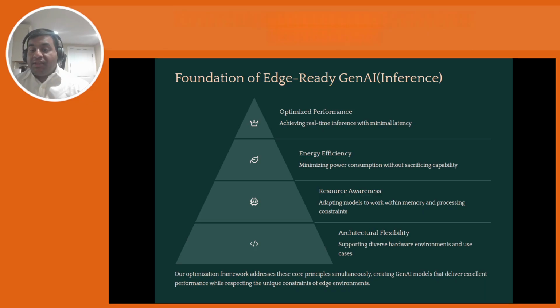Third, resource awareness. Models must be adapted to work within the tighter memory and processing limits of edge hardware. And fourth, architectural flexibility. Our solutions need to support diverse hardware environments and various use cases. The optimization framework we'll discuss aims to address all these principles simultaneously.